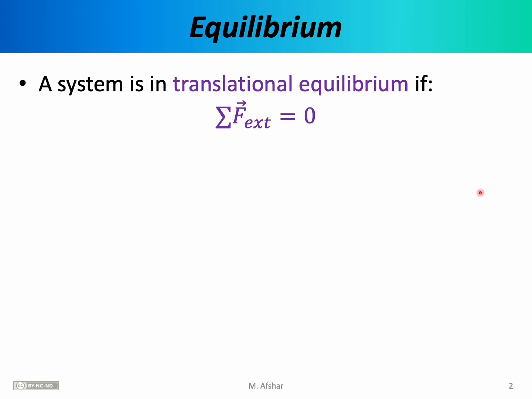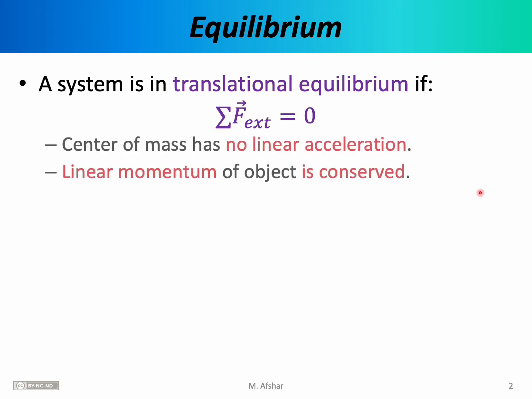To begin with, a system is said to be in translational equilibrium if the net external force on it is zero. This simple equation has a couple of important consequences. Firstly, if an object is in translational equilibrium, then the center of mass of that object cannot have any linear acceleration, or the linear acceleration must be zero. Furthermore, the linear momentum of the object must be conserved if the object is in translational equilibrium.